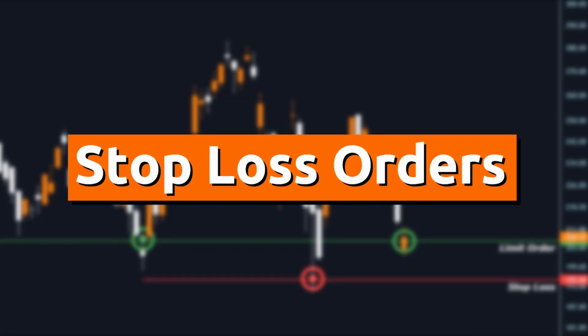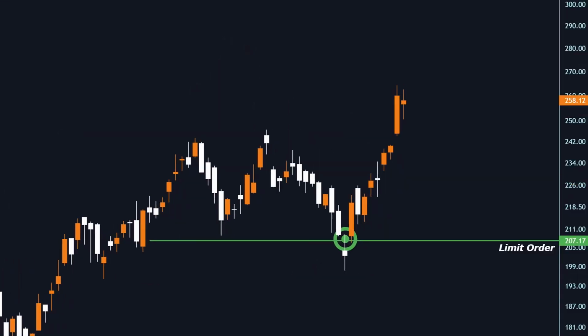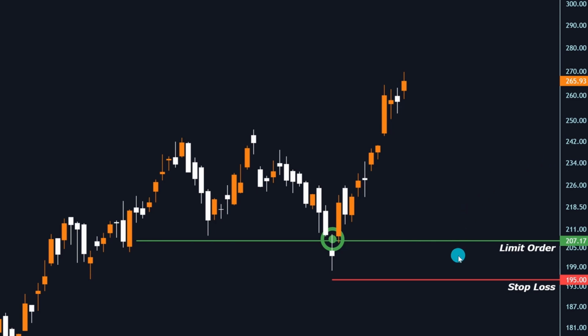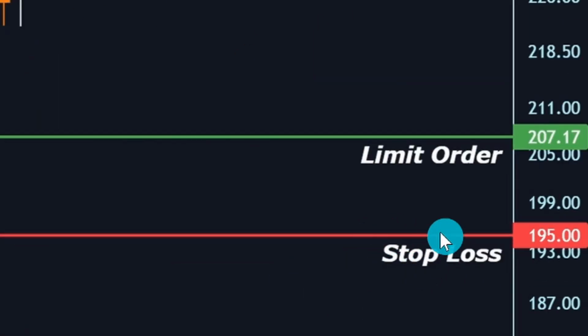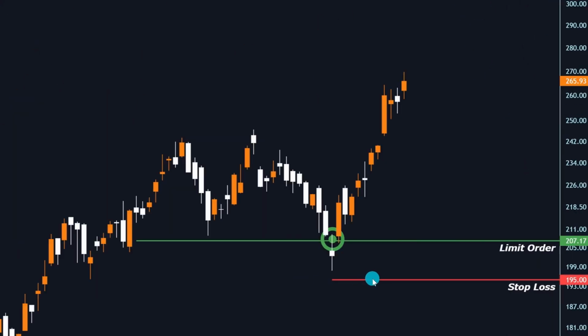All right, so moving along to stop loss orders. It's very similar to limit orders. It's the same concept here. So we bought in and the stock's going up and up, but we're gonna pause it. You may notice we have something called a stop loss order, which is right down here at $195. So this is gonna help us mitigate risks.